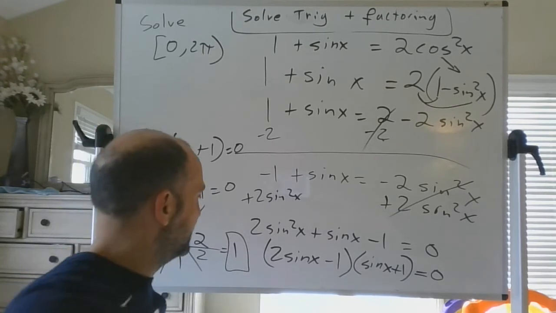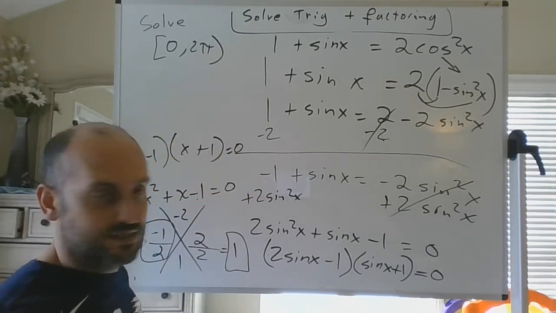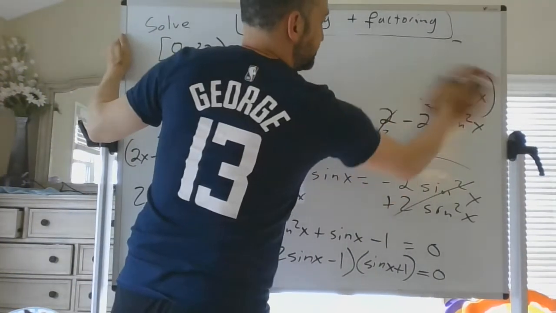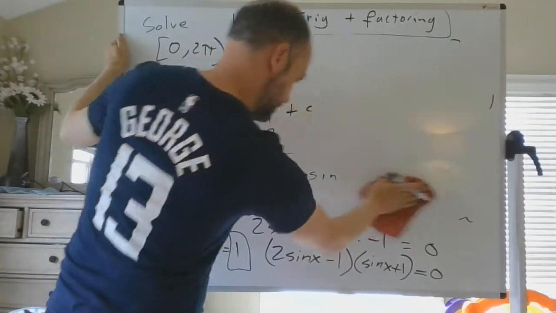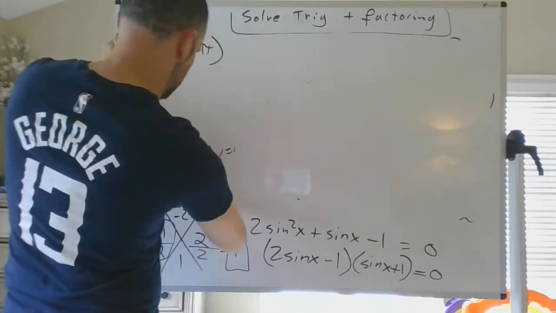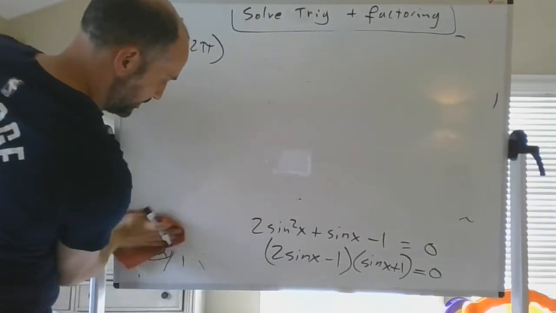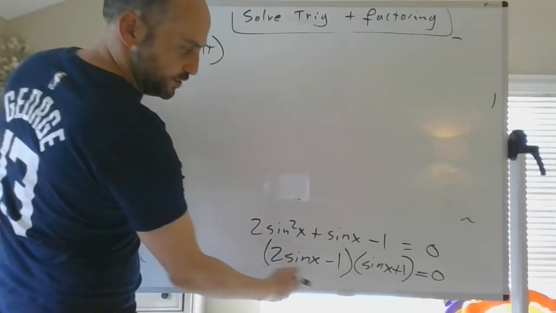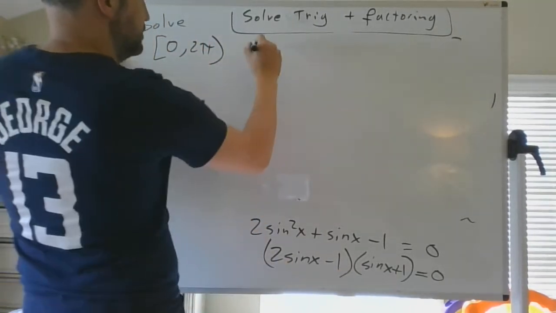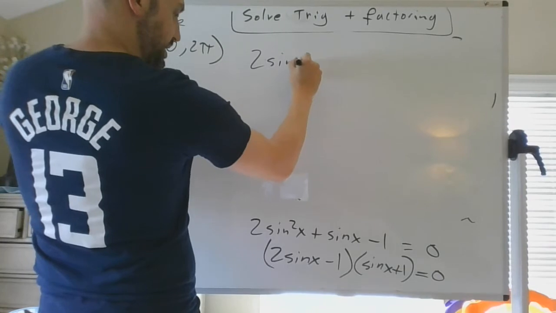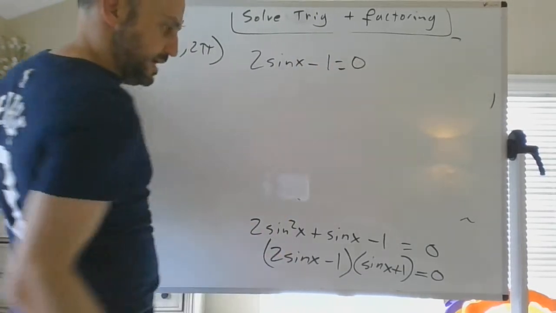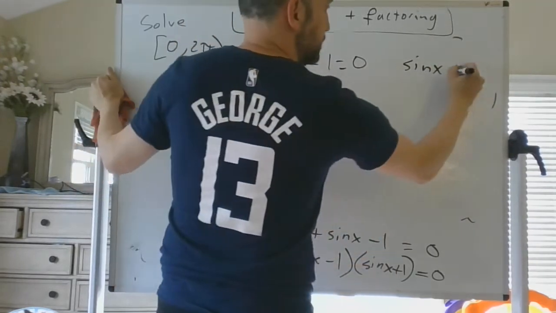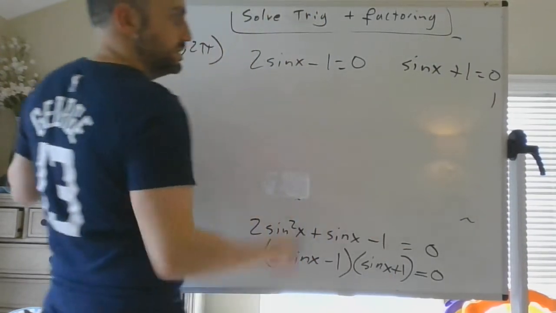Okay, so let's actually do that. So I'm going to erase this top so we actually work that one out, and we're going to finish that part up. So this zero product property is going to give us two things: 2 sine of x minus 1 equals 0, and it's going to give us sine of x plus 1 equals 0. We're going to solve them separately.